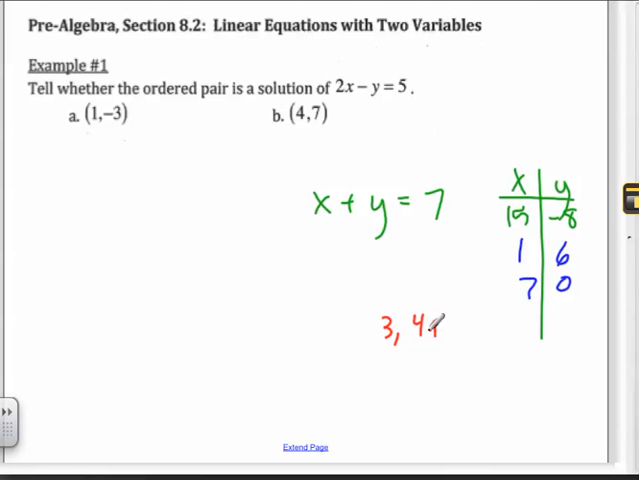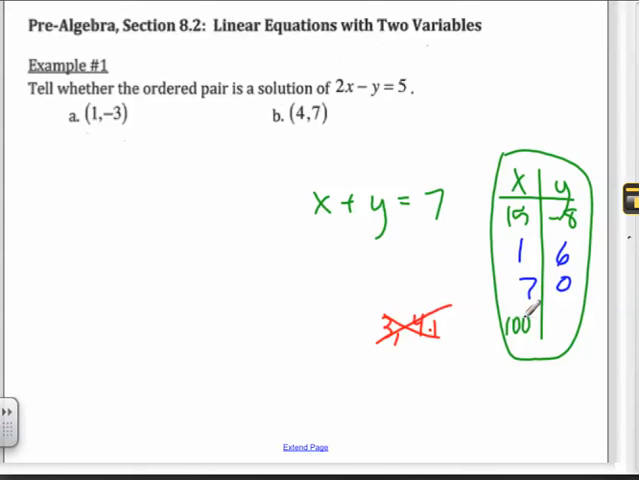Okay, if I plug that in, that doesn't give me 7. Okay? So, what we're saying is there are combinations, there are ordered pairs that are not solutions, and there are ordered pairs that are solutions. But Teddy, how many ordered pairs are there that are solutions? Infinite number, right? I mean, I can do lots of different combinations.